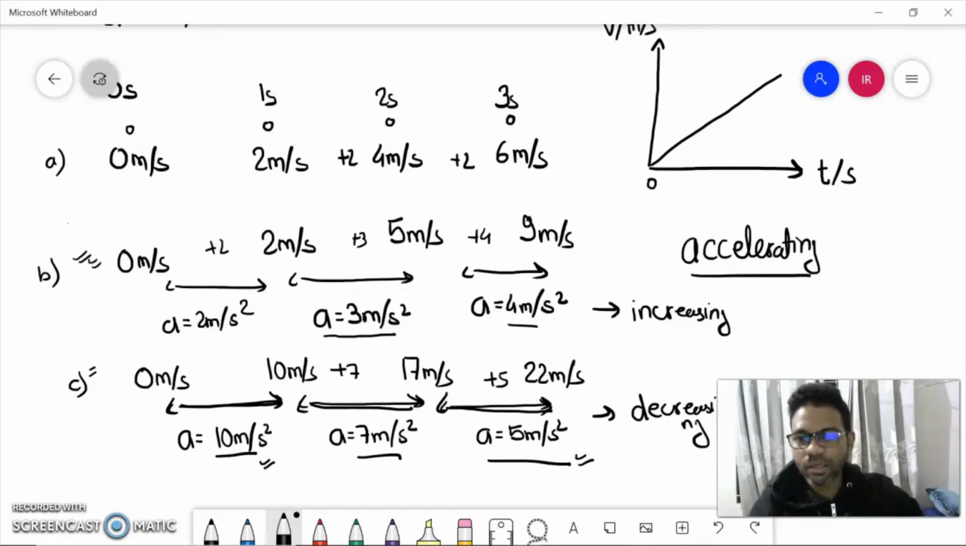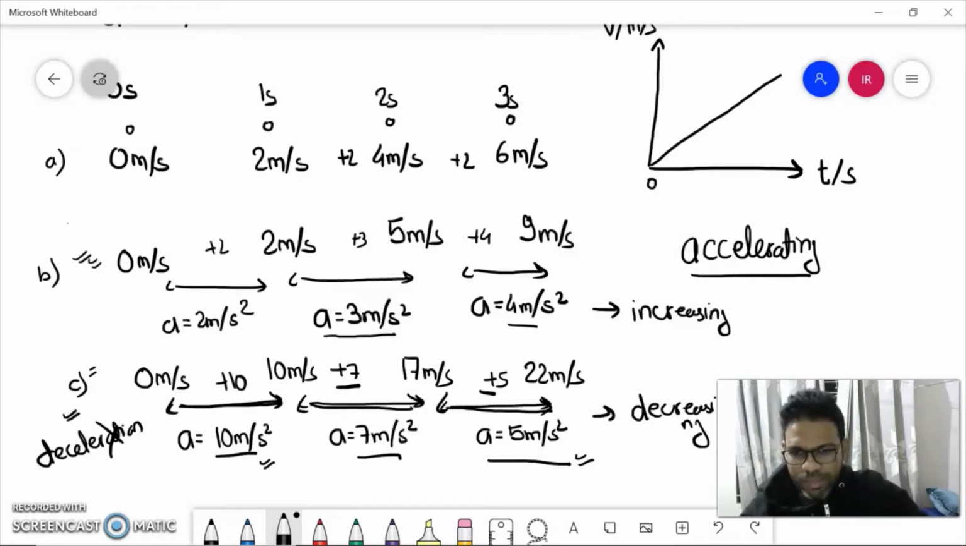Don't say in the third case the object is decelerating. Don't even think of writing it as deceleration. If you write deceleration, it's wrong because the velocity you see is still increasing. First, it was increasing 10 meters per second. Now it's increasing 7. Now it's increasing 5, but it's increasing. It's not decreasing. So we cannot say it's deceleration.